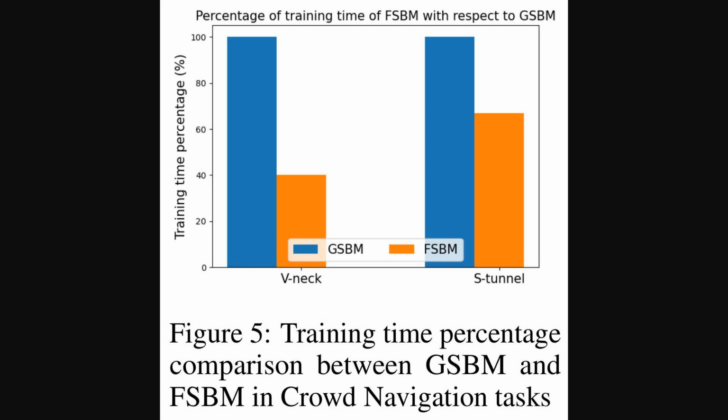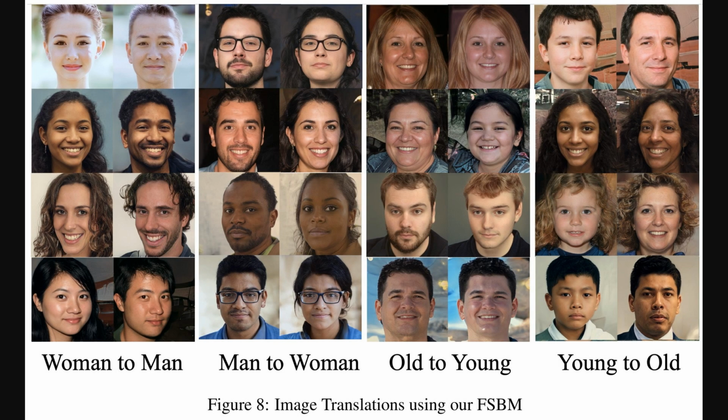So beyond just the improved accuracy we saw with the W2 distance, this next figure tackles efficiency. It's a bar chart comparing the training time as a percentage for Feedback Schrödinger Bridge Matching against GSBM, again for those V-neck and S-tunnel crowd navigation tasks. GSBM is the blue bar, effectively our 100% baseline. The orange bar, for Feedback Schrödinger Bridge Matching, is significantly shorter, about 40% for the V-neck and roughly 67% for the S-tunnel. This clearly shows that Feedback Schrödinger Bridge Matching is not only more robust, but also considerably faster to train.